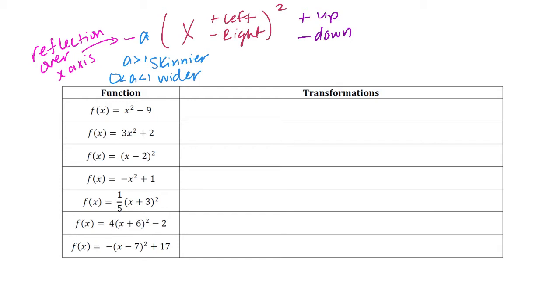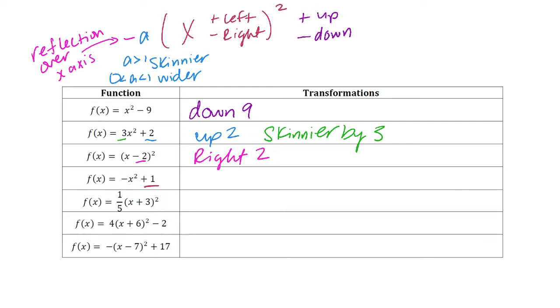The very first one that's given here, the only thing we have is this -9 out back. So that means our graph is going to move down 9. On the next one, we have 2 pieces. So the +2 out back means we're going to move up 2. But the 3 in front means our graph is going to be skinnier by 3. Okay. On the next one, we have this -2 on the inside, which means we're going to move right 2.